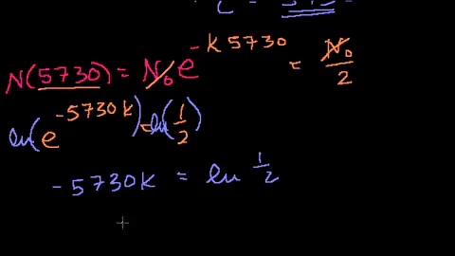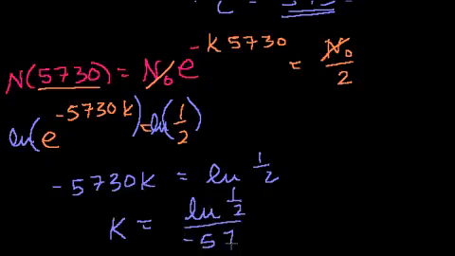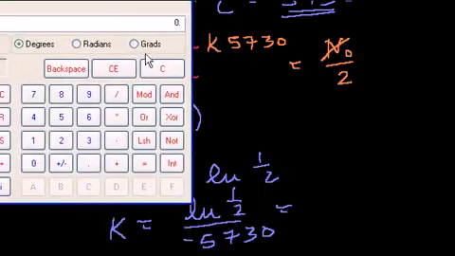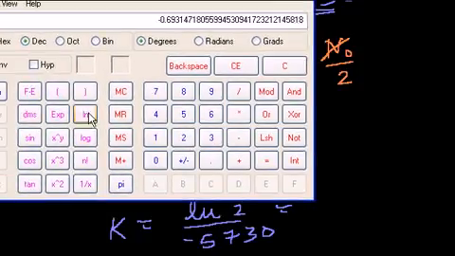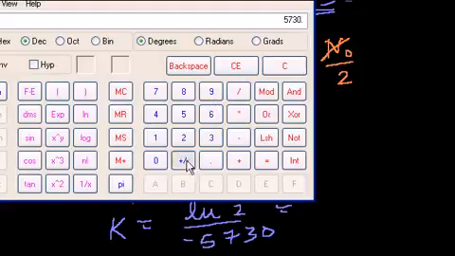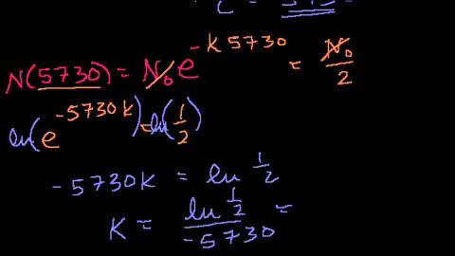And so to solve for k, we could just say k is equal to the natural log of 1/2 over minus 5,730, which we did in the previous video. But let's do that again here for those of you who might have skipped it. So if you have 1/2, 0.5, take the natural log, and then you divide it by negative 5,730. You get 1.2 times 10 to the negative 4. So k equals 1.2 times 10 to the minus 4.